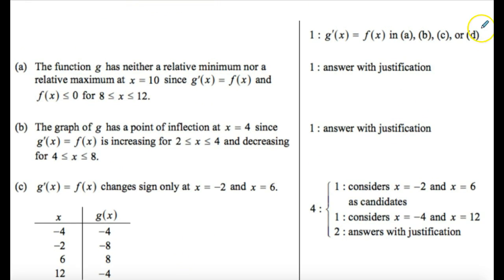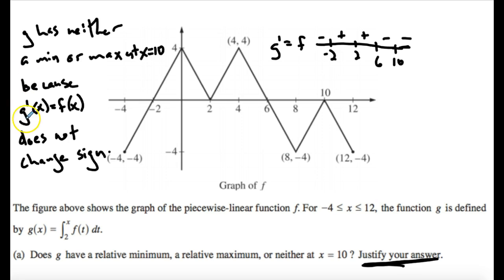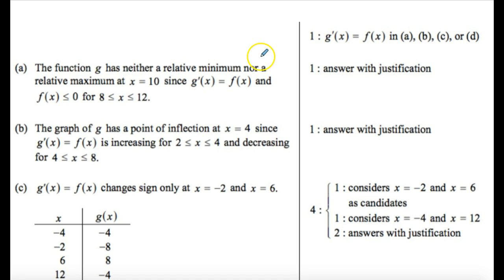Now, interesting, up here, you got 1 point just for stating somewhere in your entire answer that g prime is equal to f. And we said that in part A. If we look back at part A, here in our explanation, we said g of x has neither a min or a max at x equals 10 because g prime, which is equal to f of x, does not change sign. So on a problem like this, you got a point just for stating that somewhere in your answer. All right, let's take a look at the next one.